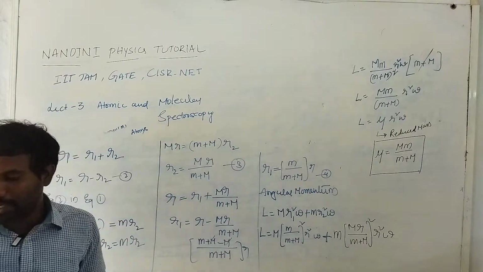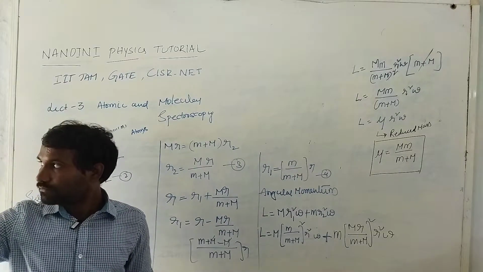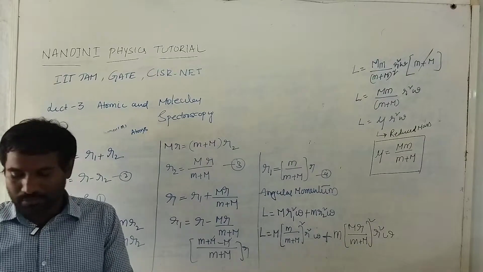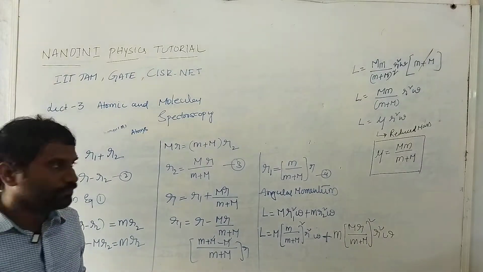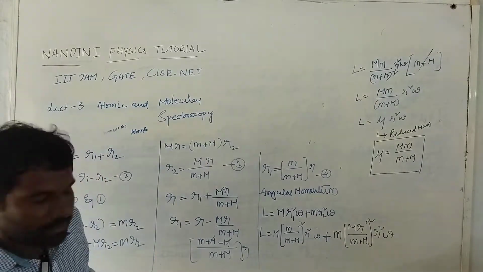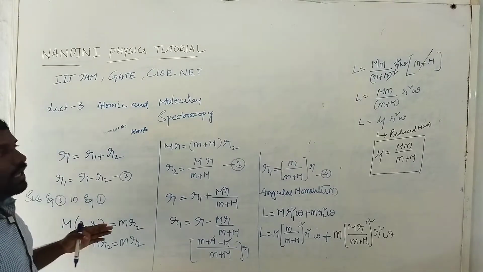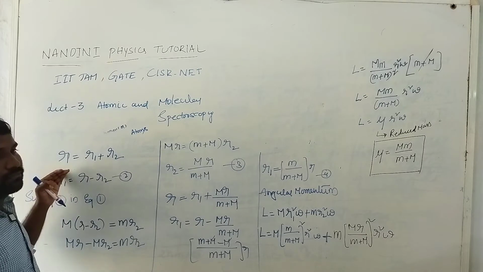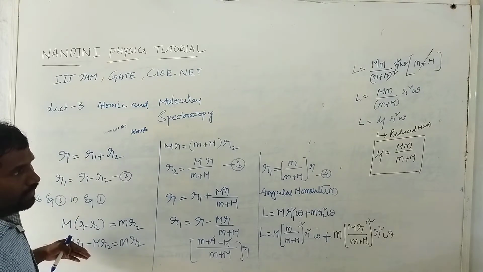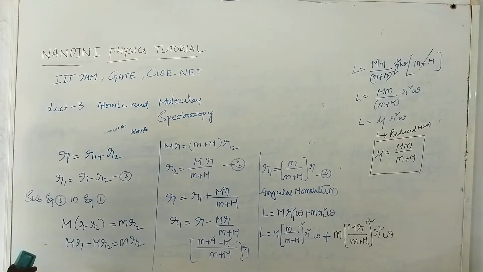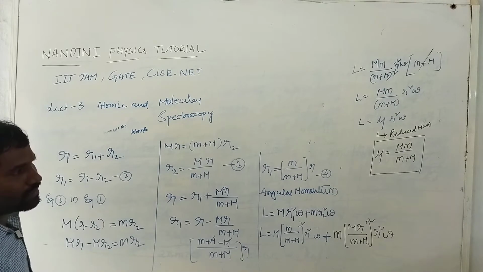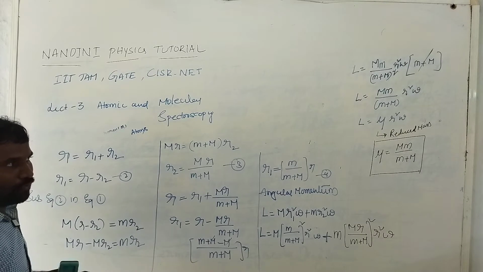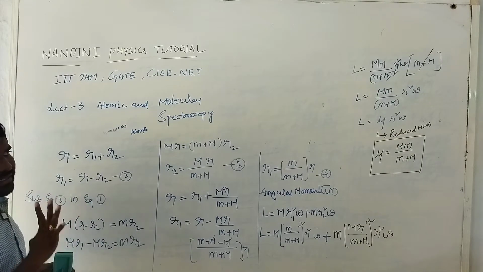Now I introduce the reduced mass concept. I'll rewrite all these things again. Once again I write the hydrogen atom radius, velocity as well as energy. First of all, in velocity there is no mass, so I leave the velocity formula and only write radius and energy.